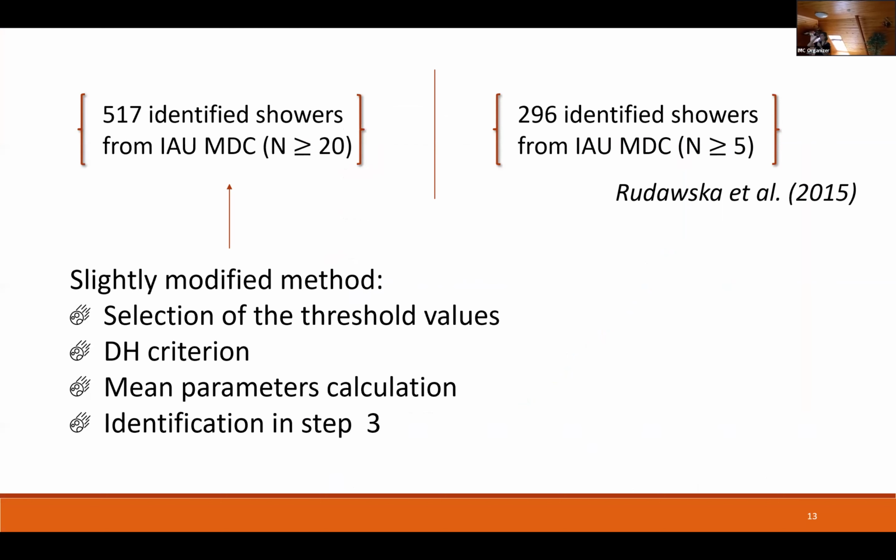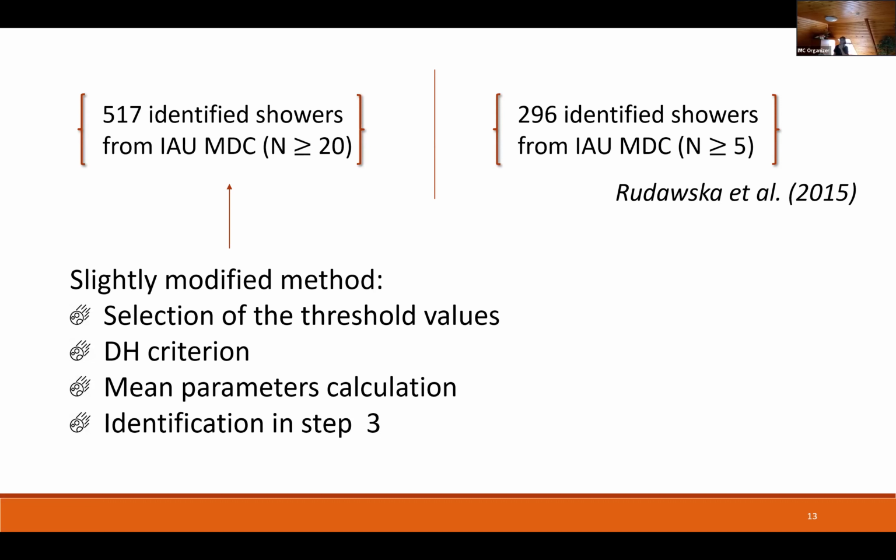So to the results. I identified 517 meteor showers from the Meteor Data Center. I only counted those which had more than 20 meteors. Rudavská et al. identified 296 in comparison. The difference between those numbers is, of course, due to our slightly modified methods.